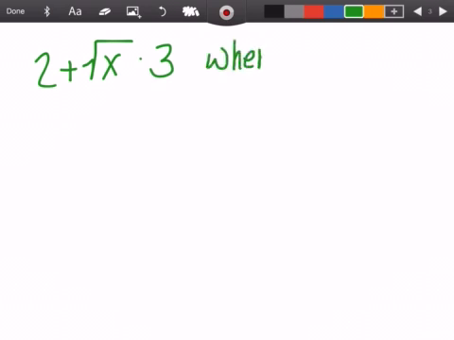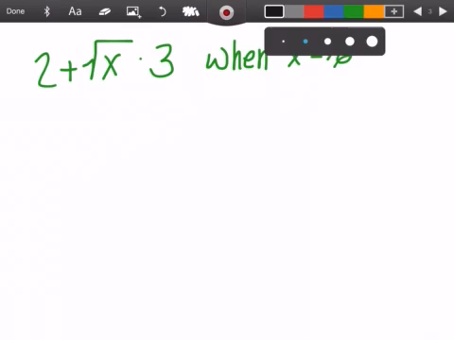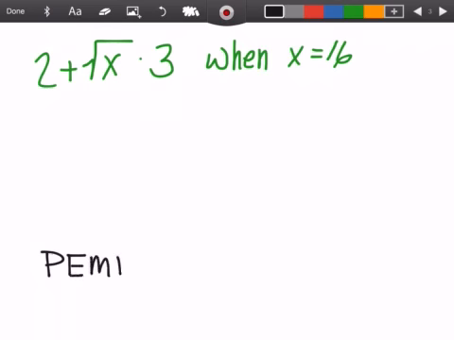And one of your next problems might look like 2 plus the square root of x times 3 when x is 16. Remember, these are still following our order of operations, and square roots follow in with exponents. So that's where we should be evaluating these.